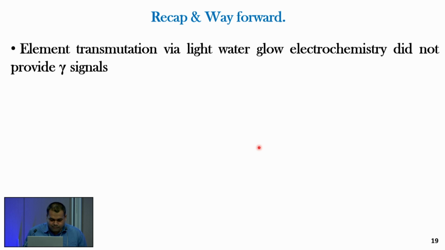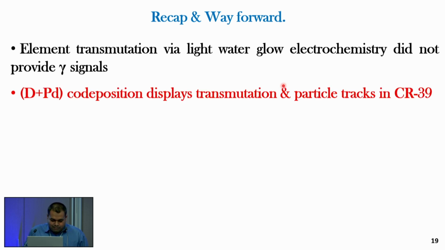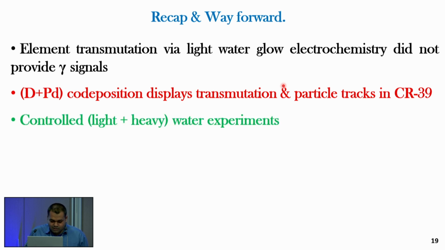I will just take a minute to give a summary. So we found elemental transmutation while light water glow electrochemistry did not provide gamma signals. Palladium deuterium codeposition displays transmutation and particle tracks in CR39. We want to do controlled light heavy water experiments, basically mixing controlled amounts of heavy water, to look for the particle tracks and transmutations.